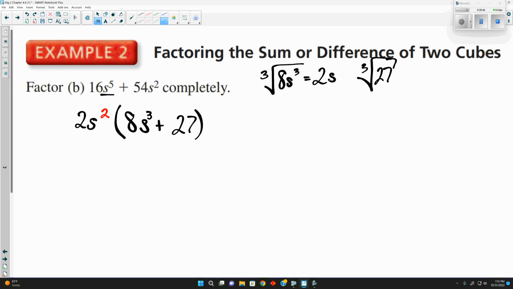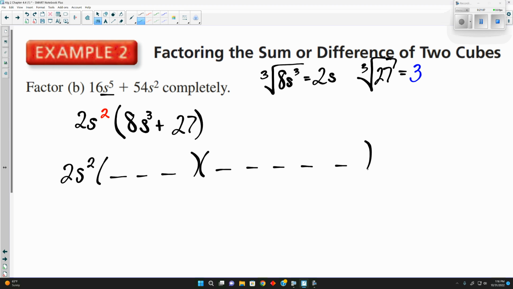Now the question is, what's the cubed root of 27? It's going to be 3. 3 times 3 is 9. 9 times 3 is 27. Any questions on how we found any of this here? So we'll still need the 2s squared. So we'll have our set of parentheses with 3 spaces and the set of parentheses with 5.